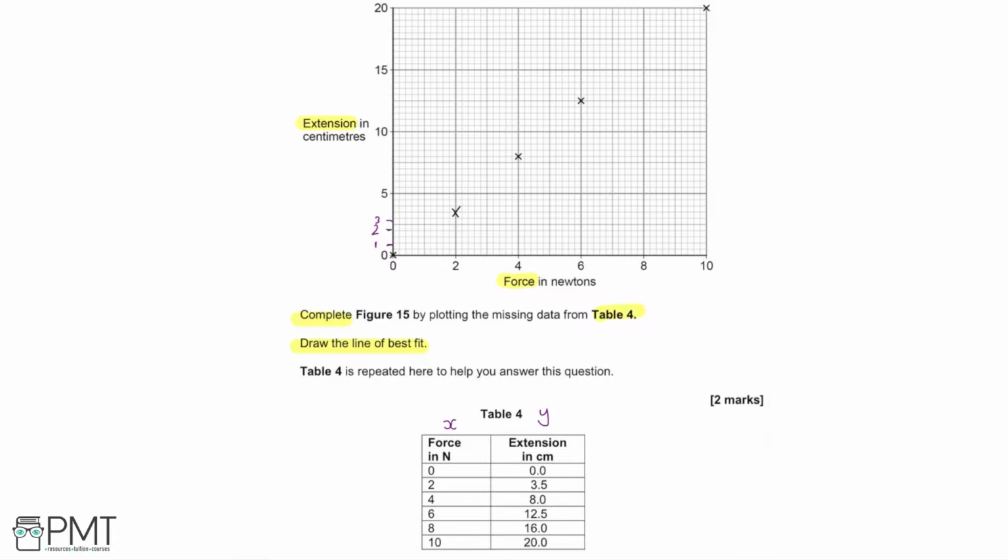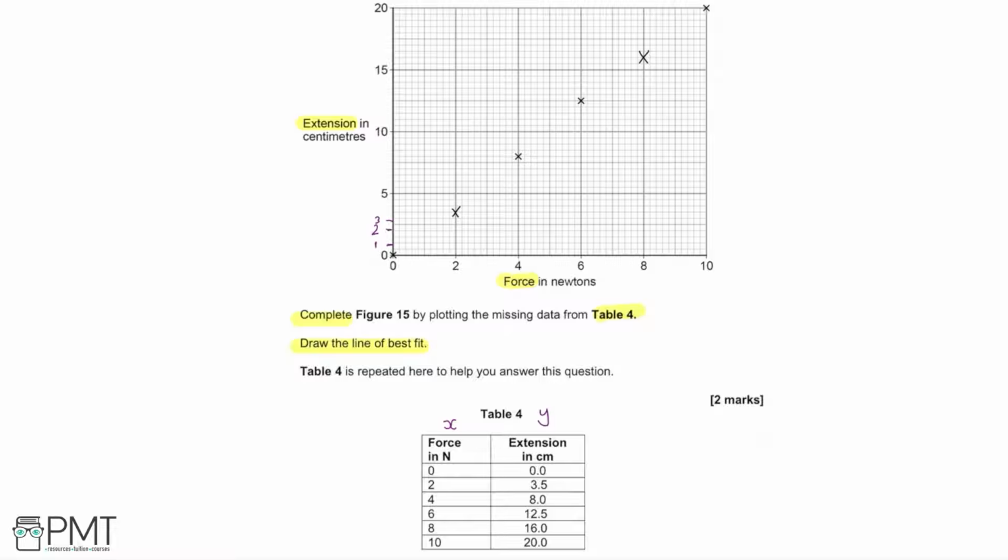We then have the point 4.8, which is plotted on the graph, the point 6, 12.5, also plotted, and now the point 8, 16, which is missing from the graph. So if we go along to 8 on the x-axis and up to 16 on the y-axis, we get to the point here. And then finally, we have the point 10, 20, which is plotted on the graph here.